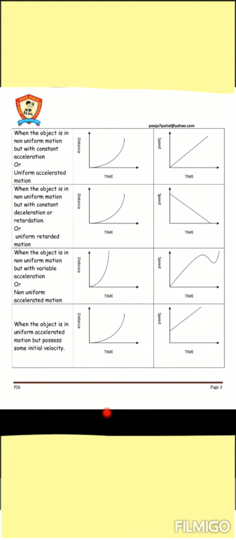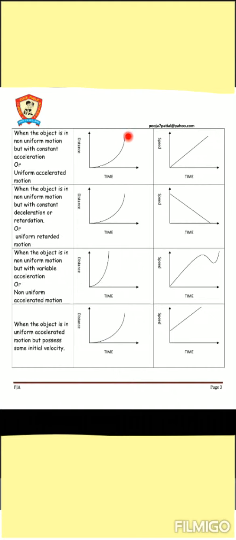So what is here? When the object is in non-uniform motion but constant acceleration, or you can say uniform accelerated motion. So distance now onwards, like whenever there is velocity which is varying, change कर रही है, so distance keeps on increasing. Because see, this is accelerated motion, means velocity keeps on increasing. अगर velocity बढ़ती जा रही है, what is happening? Distance भी of course बढ़ता जा रहा है. So distance curve is moving like this. So it is towards the distance axis की तरफ वो bend होता जाएगा.